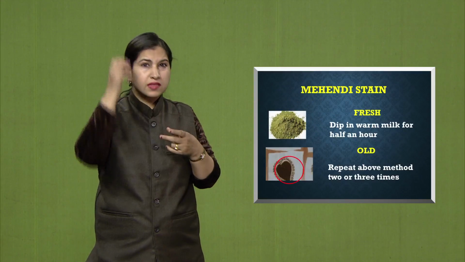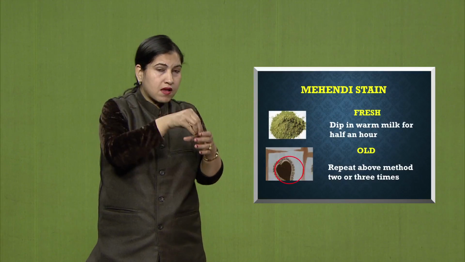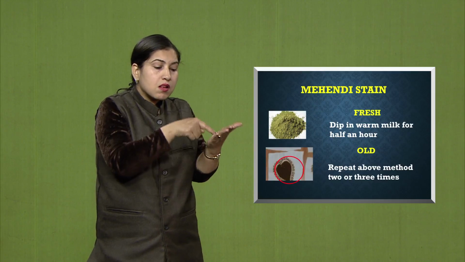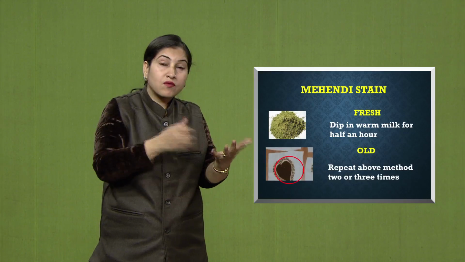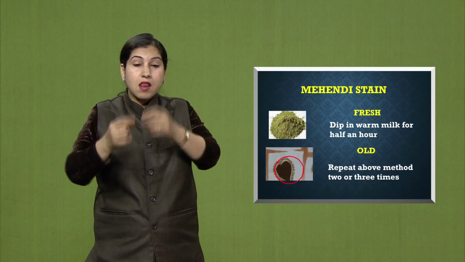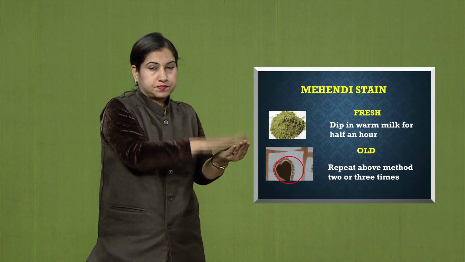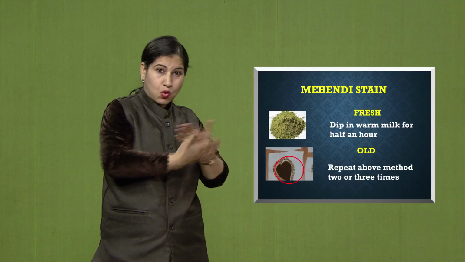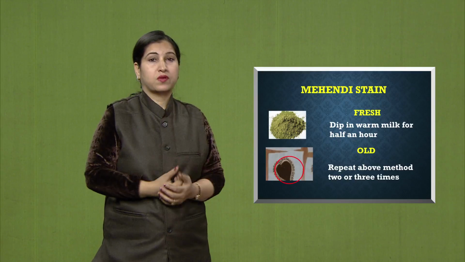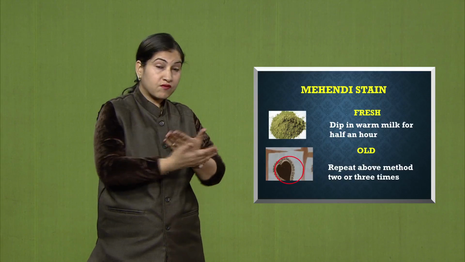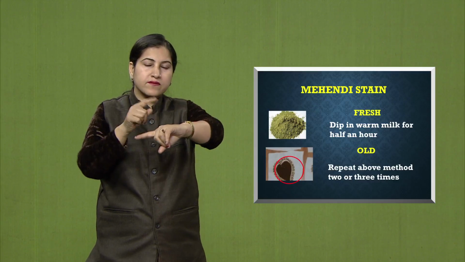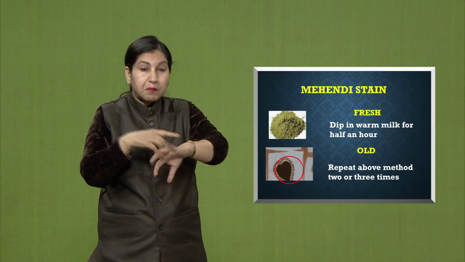Second, removing henna stains. To remove fresh henna stain from white and colored cotton clothes, you need to dip in warm milk for half an hour. For removing old henna stains from white and colored cotton, you need to dip in warm milk for half an hour and do it 2 to 3 times.